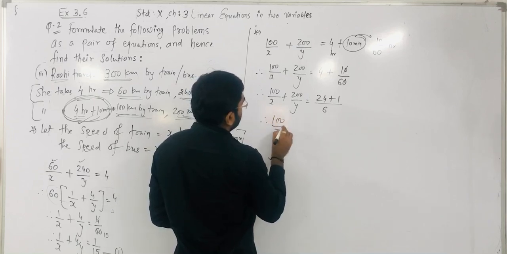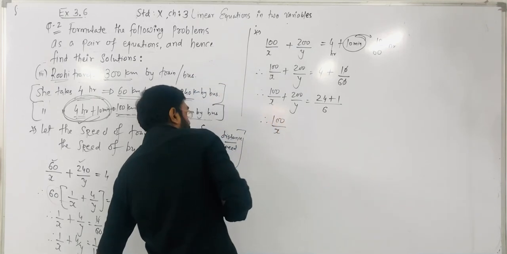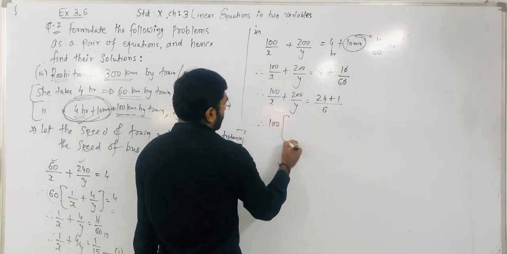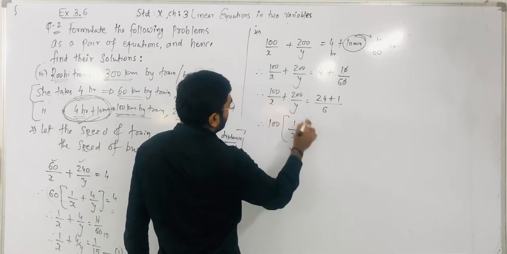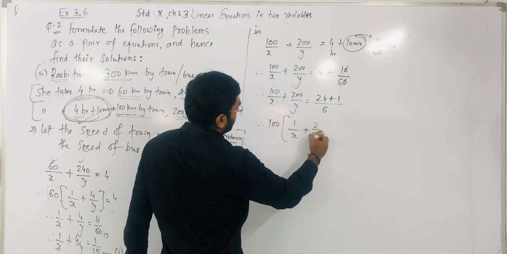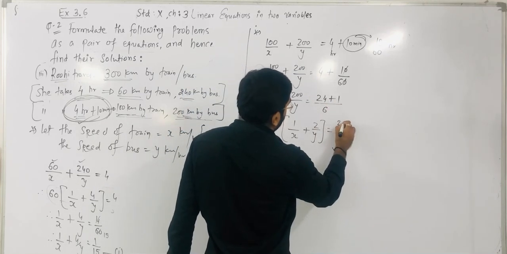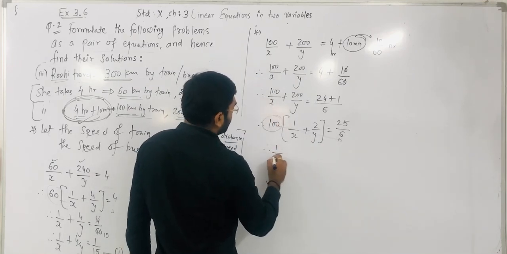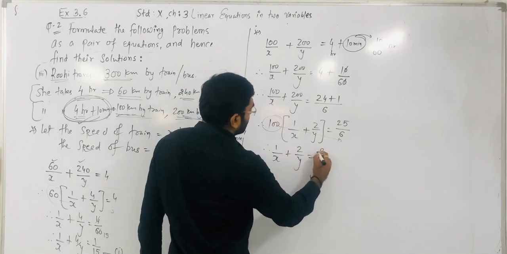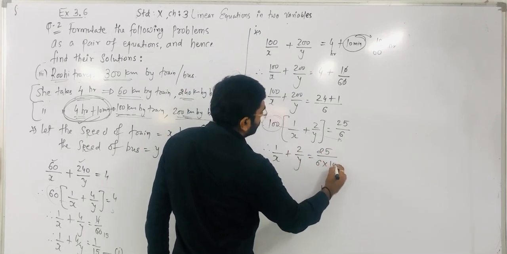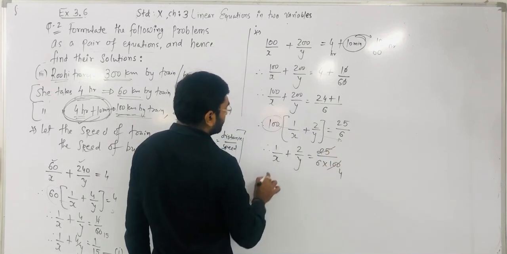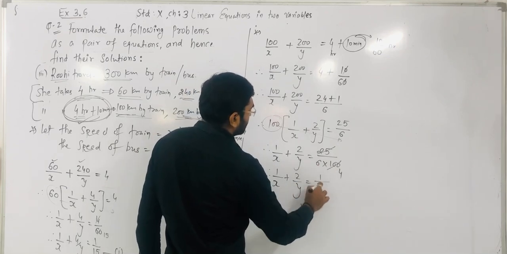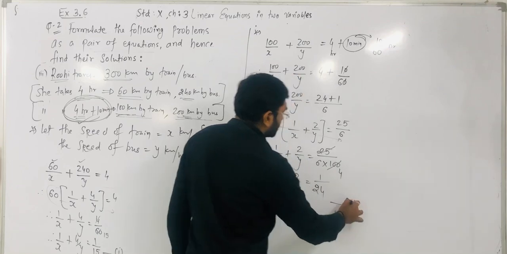From the left side I can take 100 common because both terms are multiples of 100. So the first term is 1 by x, and from the second 200 is 2 times 100, so we get 2 by y. On the right side, 24 plus 1, 25 divided by 6. That 100 goes to the right-hand side in the denominator. So we get 1 by x plus 2 by y is equal to 25 divided by 6 into 100. 25 fours are 100, so we get 1 by x plus 2 by y is equal to 1 upon 24. This is your second equation.